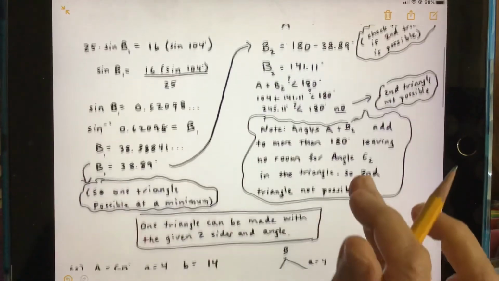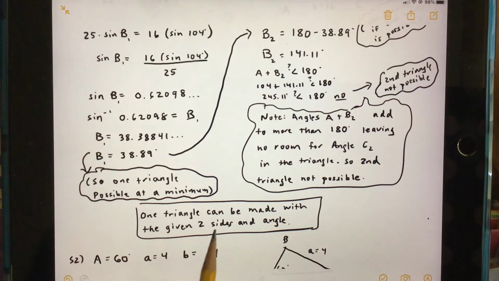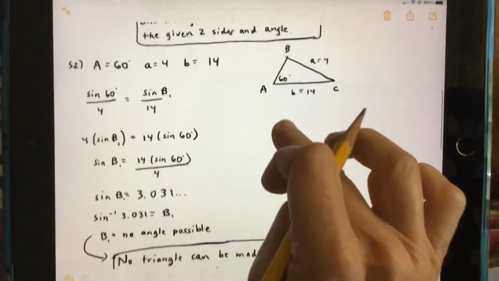So that's all our work that will lead to stating one triangle can be made with the given two sides and an angle. There's our one triangle possibility here, and over here we've just shown a second triangle is not possible. Sample 2. How about these measurements?